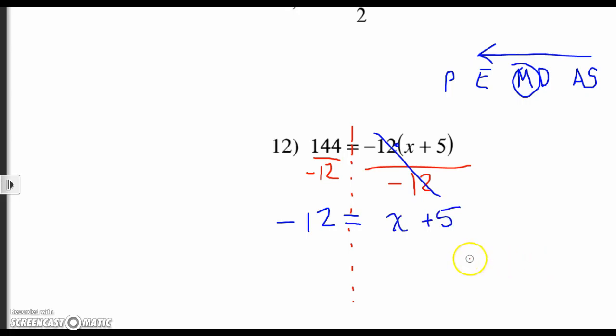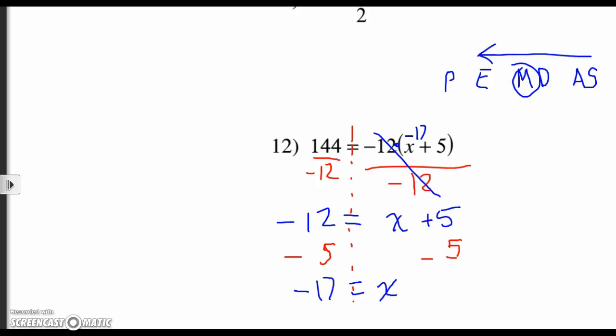If I undo the plus 5, I subtract 5. Subtract 5 from both sides. It's hard writing with the mouse, in case you're laughing at my writing. I'm left with negative 17 equals x. And if I plug that into my equation, negative 17, I get negative 17 plus 5. That's negative 12. And then negative 12 times negative 12 is positive 144.